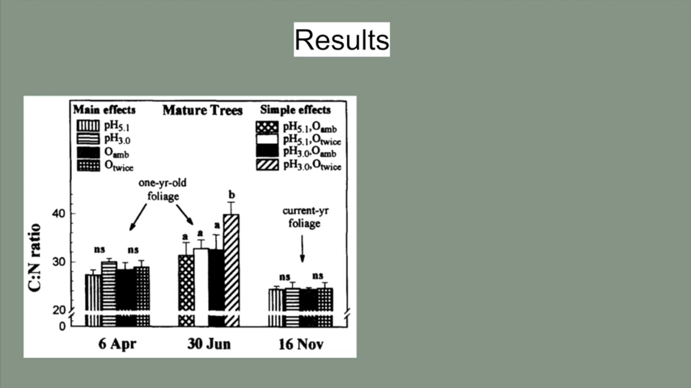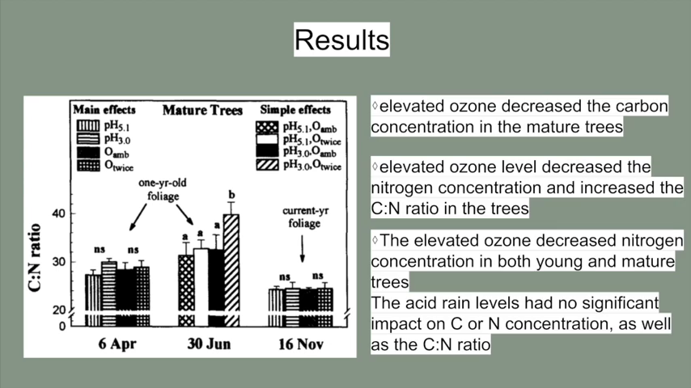The researchers found that the elevated ozone, or twice ambient ozone, decreased carbon concentration in the pine trees, but elevated the nitrogen concentration. Elevated ozone levels also increased the carbon to nitrogen ratios in the trees. The different acid rain pH levels had no significant impact on nitrogen or carbon concentration, as well as carbon to nitrogen ratios.